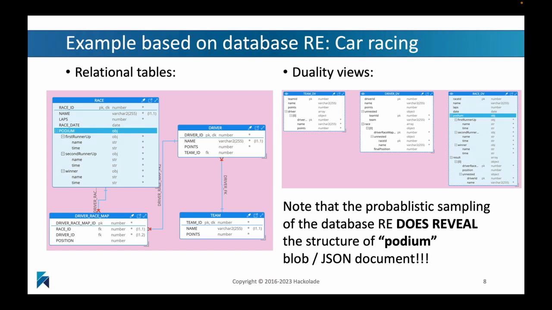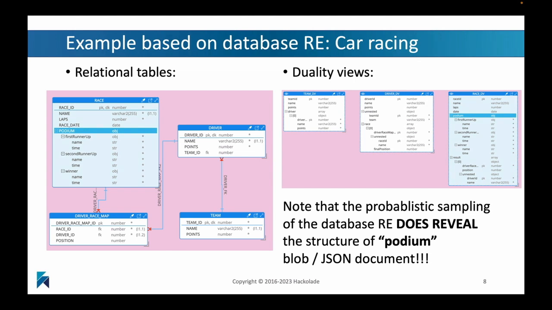The podium object that we had defined in the DDL now has been inflated, so to speak, and you will actually see that the podium has the first runner-up, the second runner-up, and the winner as the different nested structures inside it. Both in the relational table and in the duality view, this is something a little bit more sophisticated. Our database reverse engineering will automatically detect this.